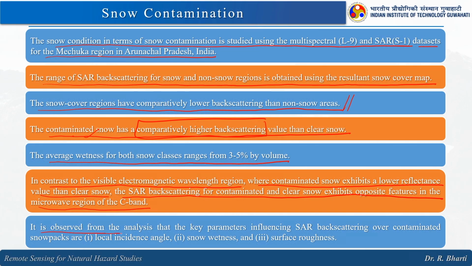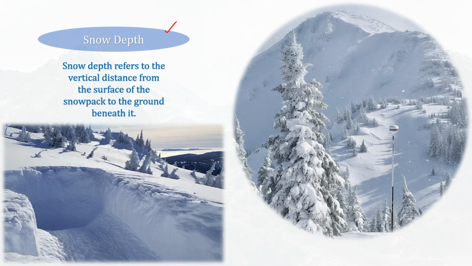It is observed from the analysis that the key parameters influencing SAR backscattering over contaminated snowpacks are local incident angle, snow wetness and the surface roughness. So, these three are used. Now, we will talk about the snow depth.